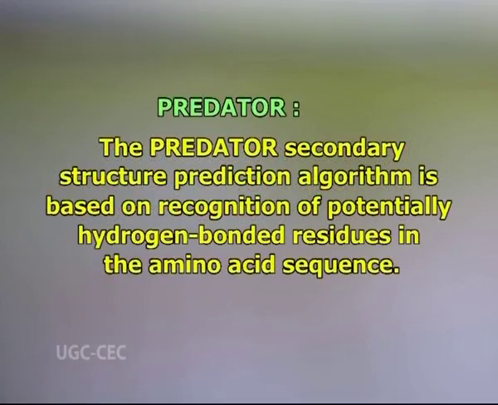Number 2. Predator. The Predator secondary structure prediction algorithm is based on recognition of potentially hydrogen bonded residues in the amino acid sequence. It uses database derived statistics on residue type occurrences in different classes of local hydrogen bonded structures.